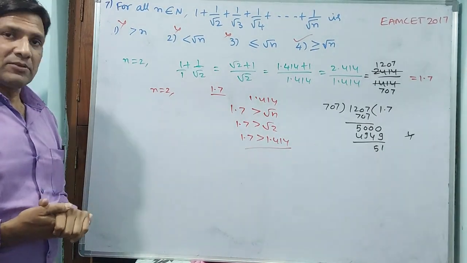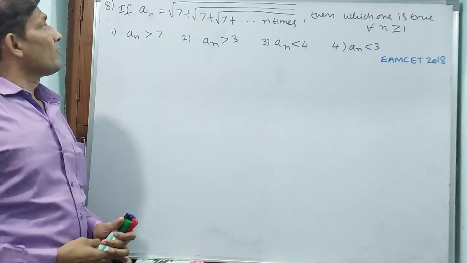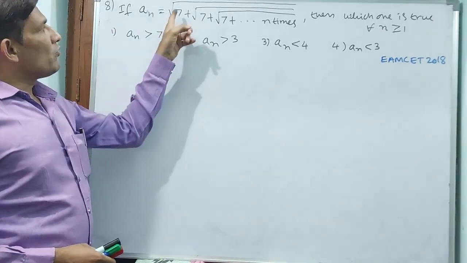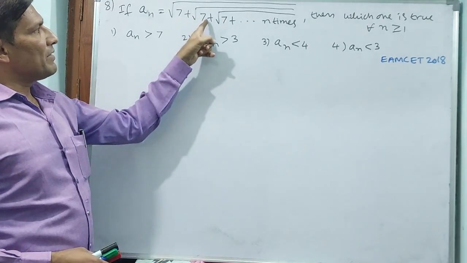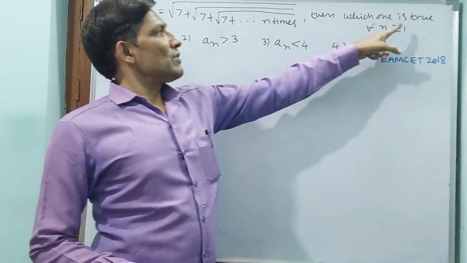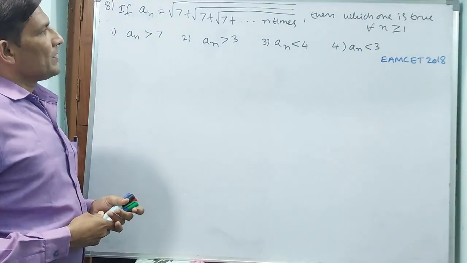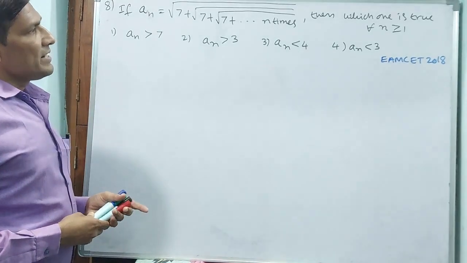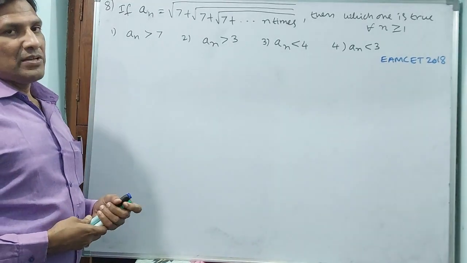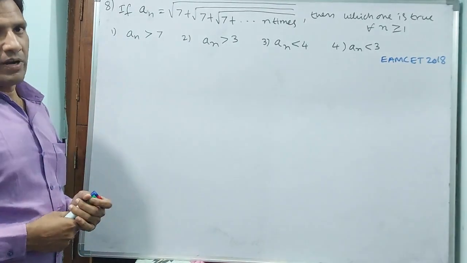Let us go for the 8th question. Question number 8: if a_n is equal to the square root of 7 plus the square root of 7 plus the square root of 7, under root, n times, as they have given, then which one is true for all n greater than or equal to 1? That means we will take only positive values. Let us see what will happen in that.